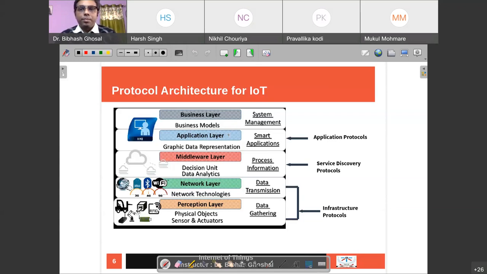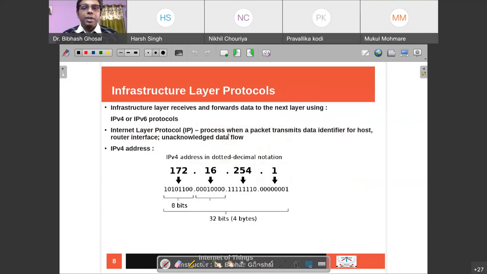So when it comes to finding out how the devices would be communicating among themselves, or communicating to the cloud via the internet, a few questions come up. And the primary question is, how are we going to address the devices which are connected to the network? So identification of the devices through an address is the first concern.